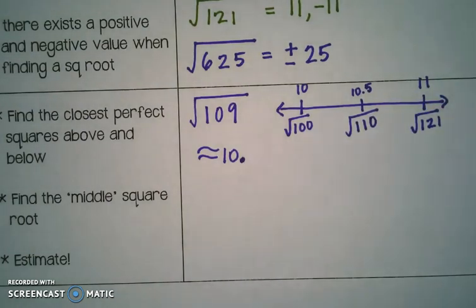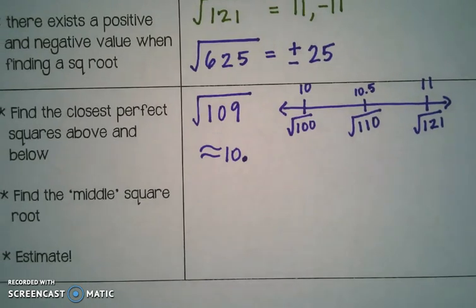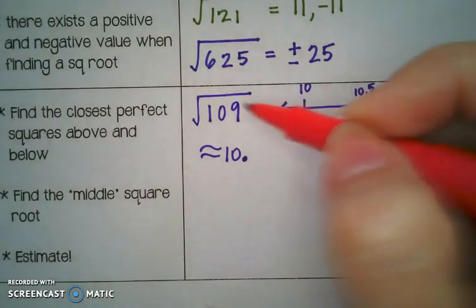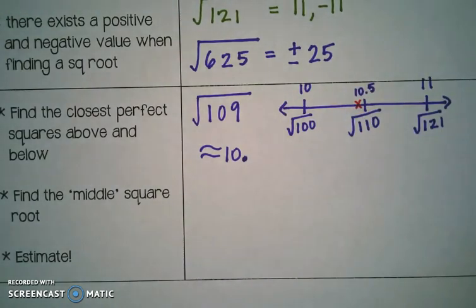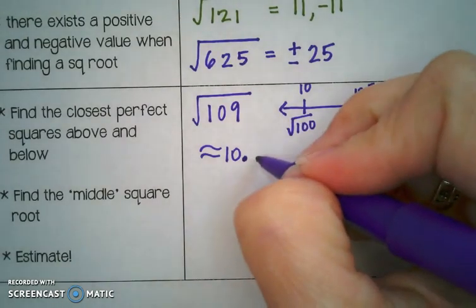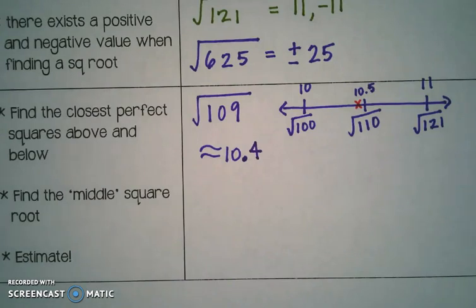All right, so then where would we put the square root of 109? Well, if I was putting the square root of 109 somewhere on this lineup, I would put it right over here. So I'm going to say that the square root of 109 is estimated to be 10.4.